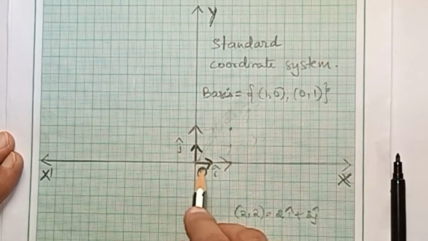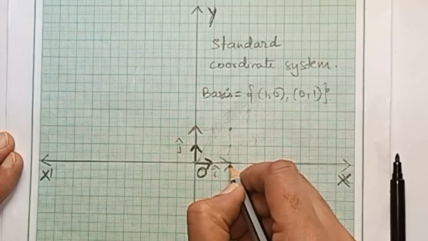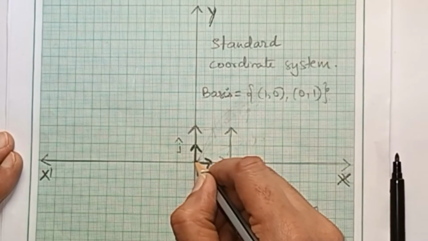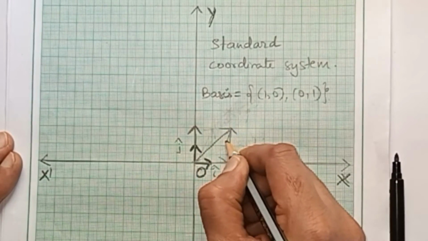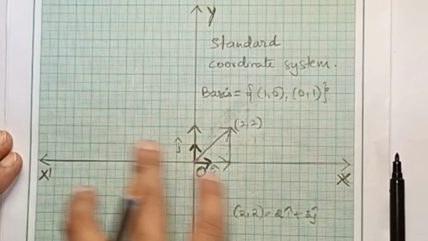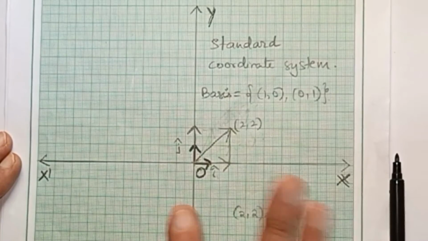Now you can't add like this. Use the triangle law of addition. So bring this vector here, tail to head. Okay, it comes here. Now the resultant, the third side, this vector represents (2, 2). That is how to go to any position in R squared using the standard basis.